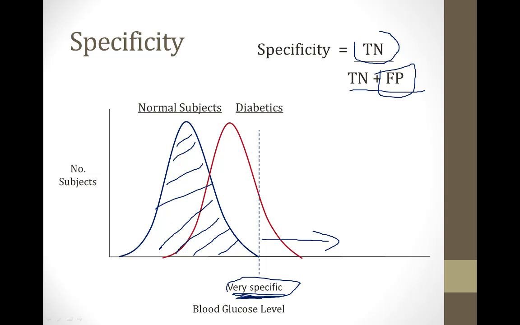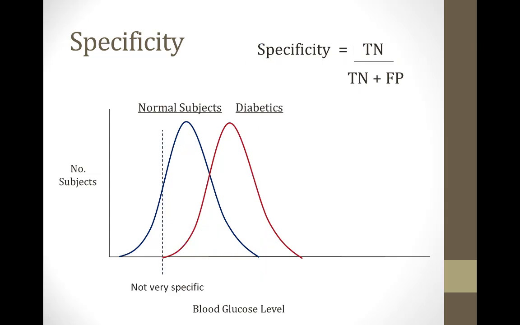So choosing a cutoff point over at this side of the x-axis gives us the maximum specificity. On the other hand, choosing a cutoff point on the left side of the two curves gives us a not very specific test. And let's talk about why that would be.